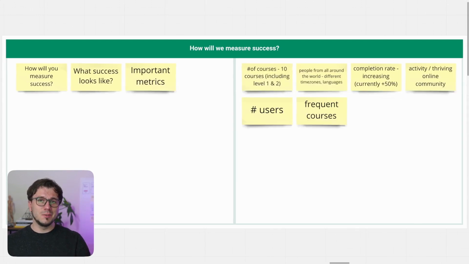Now, once you have the goal, once you have the understanding of how things should look and what has to be true to get there, it's important to see how they actually measure success. We are looking at what success looks like, some important metrics or KPIs that they set. You can see on the screen we have the number of users, the number of courses they would take, the completion rate, the activity that happens in those communities, things like this.